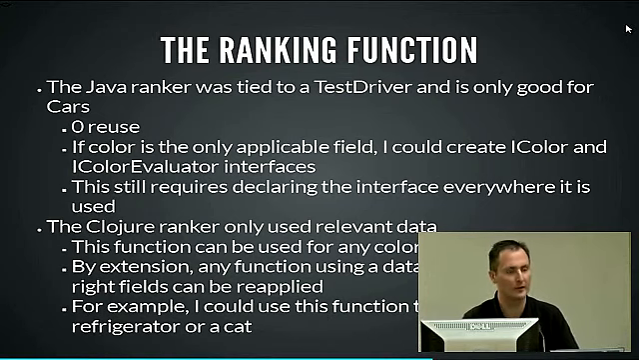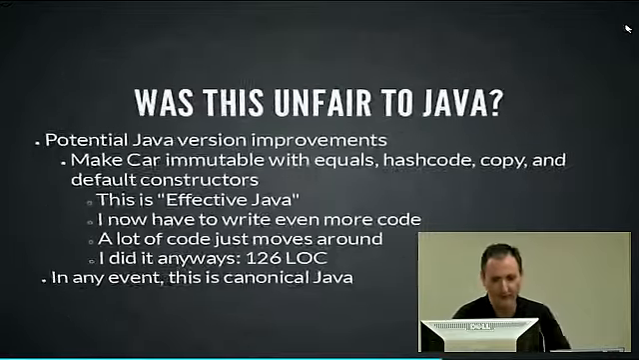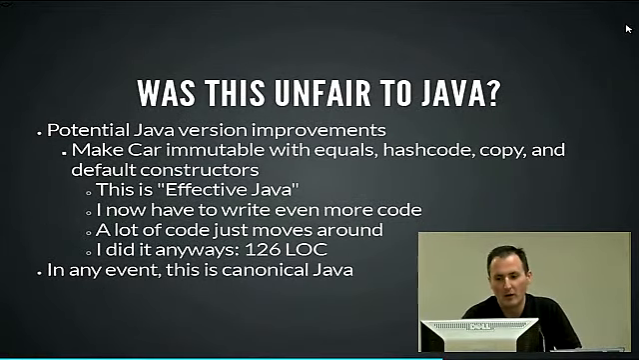The Clojure ranker, on the other hand, only looked at the relevant field within the map. It only looked at color. And so anything that has color, I could use this function for. By extension, any evaluation function that pulls out fields and looks at them, as long as those fields are present, I can use that function everywhere. For example, if I wanted to evaluate a refrigerator or a cat, I could do that. I want a red car, a red refrigerator, and a red cat. It all just works.